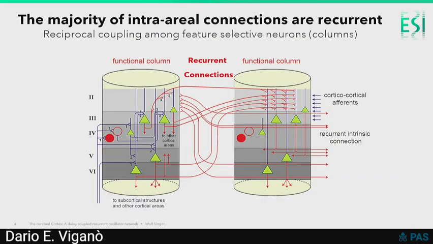So here is just a very simplified graph of a piece of cortical tissue. And these red lines are all recurrent connections between modules of these cortical areas. And 80% of all the contacts within the cerebral cortex are made up of these recurrent collaterals. The input and output connections take only about 10% of all the connectivity. So the brain is mainly an autistic system that works on itself.